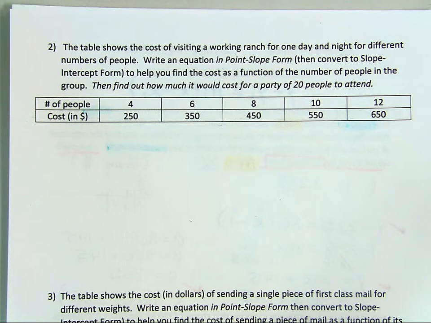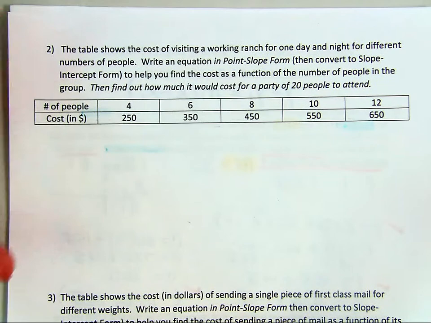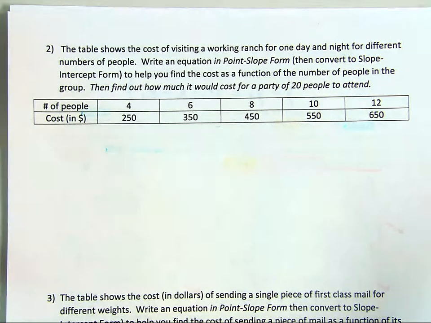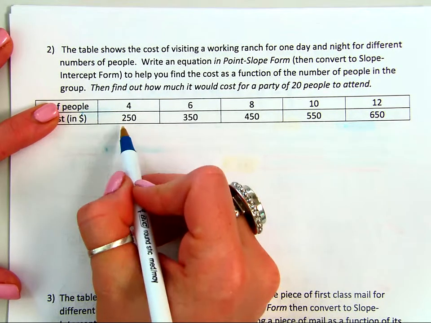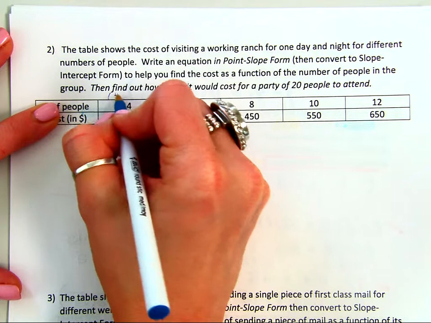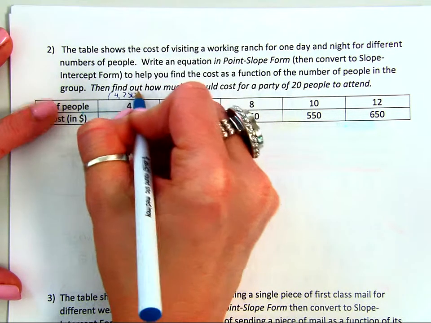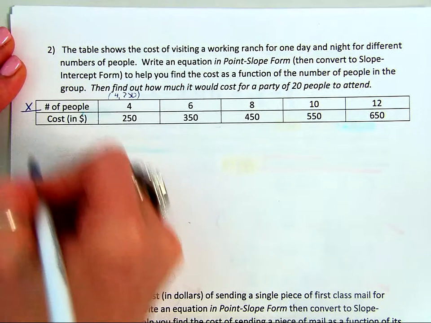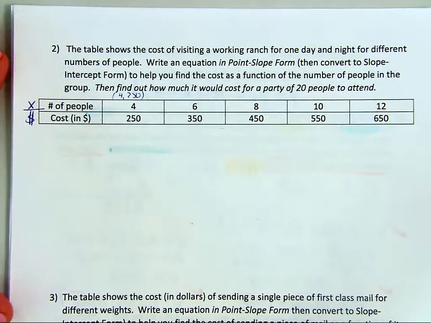And luckily for you, I've taught you all kinds of ways to do that, right? So that's the first thing, is I don't know the slope. I have to find it. The second thing is, instead of them just giving me 1 point, they gave me 5. Right? Isn't this the point? Isn't this 4, 250? Isn't this your X, the number of people, and isn't Y your cost? So this is your X and your Y.